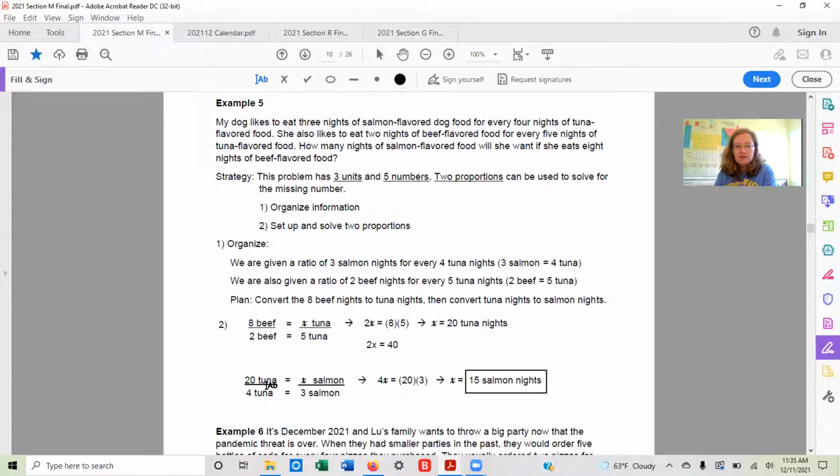With the 20 tuna, we don't know how many salmon that's going to be. So we'll say X. We were told in the problem that 4 tuna is equal to 3 salmon.